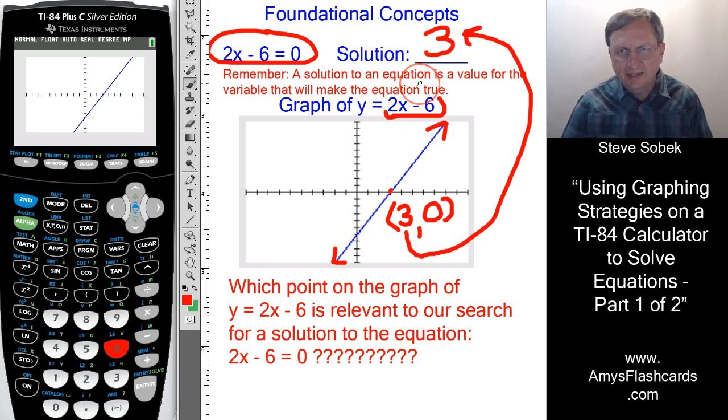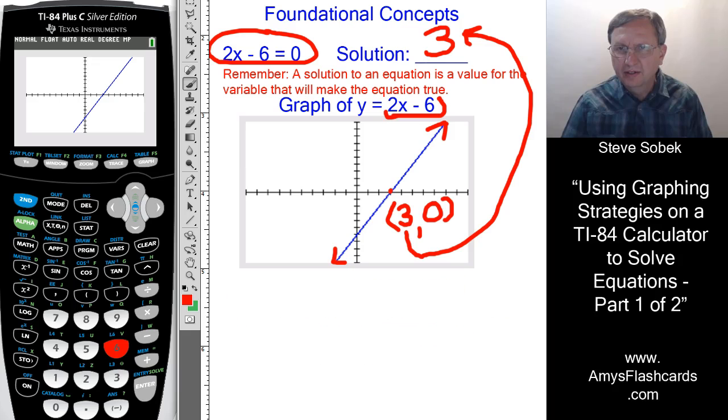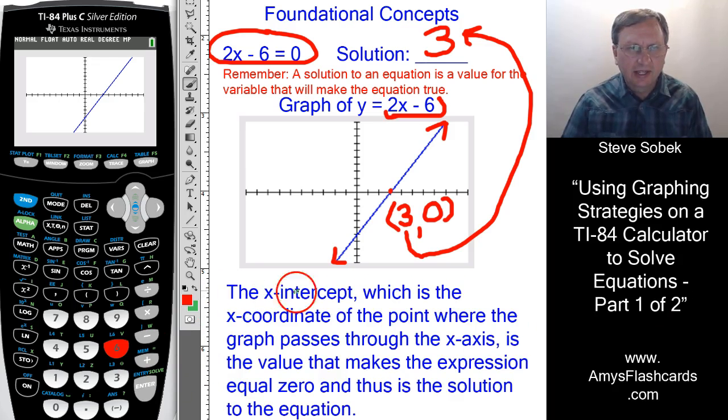Well, the x-coordinate of that point where the graph passes through the horizontal axis is the solution to our equation. And that's an important concept, and I want that to make sense. Let me get rid of this here and summarize. The x-intercept, which is the x-coordinate of the point where the graph passes through the x-axis, is the value that makes the expression equal to 0, and thus is the solution to this original equation.